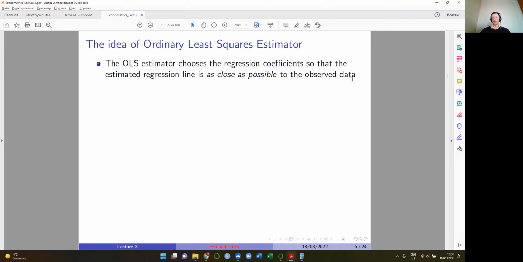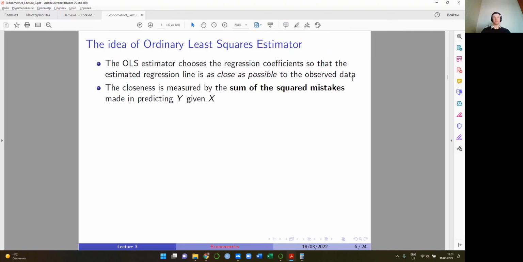So you want to find such parameters beta 0 and beta 1 that will give a line which fits the data as much as it can, or it is as close as possible to the observed data. How do we measure this closeness? So we measure this by the sum of squared mistakes when we make a prediction of y given x.